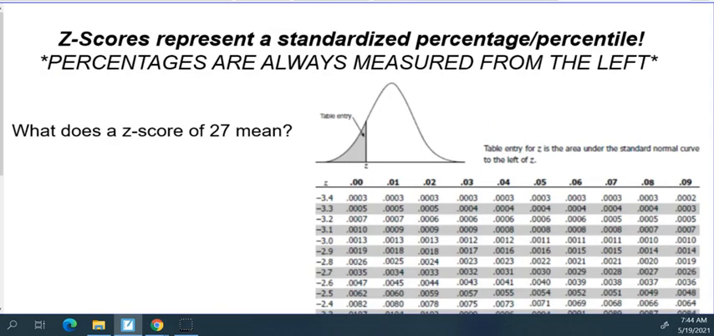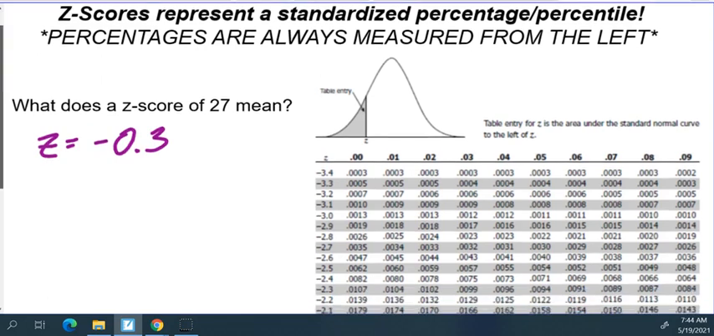So what does that z-score of 27 mean? Remember, our z-score that we just got was negative 0.3. Well, there's this great thing: it's a z-score table, and you are given percentages from it. So z-scores represent a standardized percentage or percentile, and percentages are always measured to the left. So it's always going to tell me the percent that gets that score below.